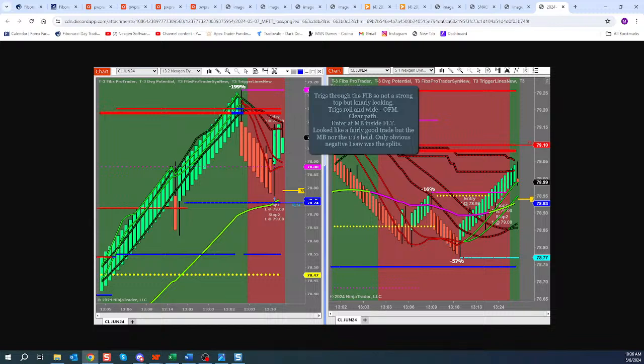Triggers through the fib. So not a strong top, but gnarly looking. I like usage of the word. Triggers roll, wide odds favorable momentum. Clear path. Enter at the mid band. Inside of favorable large triggers. Muser, can you help me with the entry?